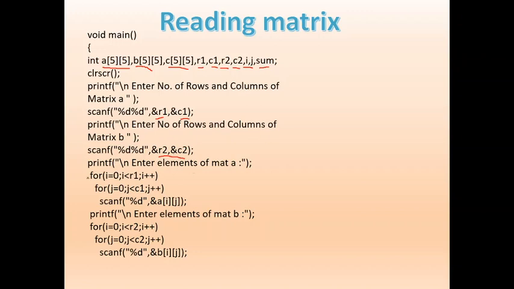Now you use nested loops. The outer loop runs R1 times, the inner loop runs C1 times, and then use scanf. scanf with the percentage d and ampersand A[i][j]. i is the first subscript, j is the second subscript. These two subscripts should be separated by square brackets only. Don't use a comma here, and don't put both i and j in one square bracket. The first subscript is in the first square bracket, the second subscript is in the second square bracket. Like that you need to represent.